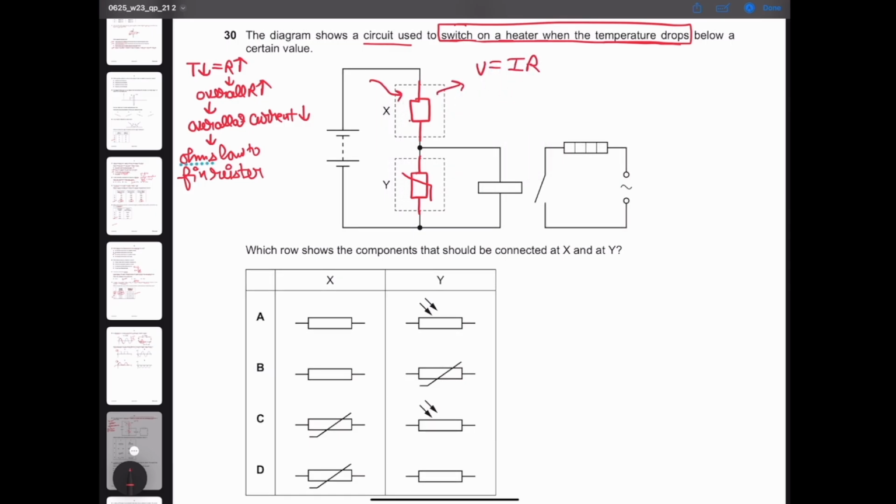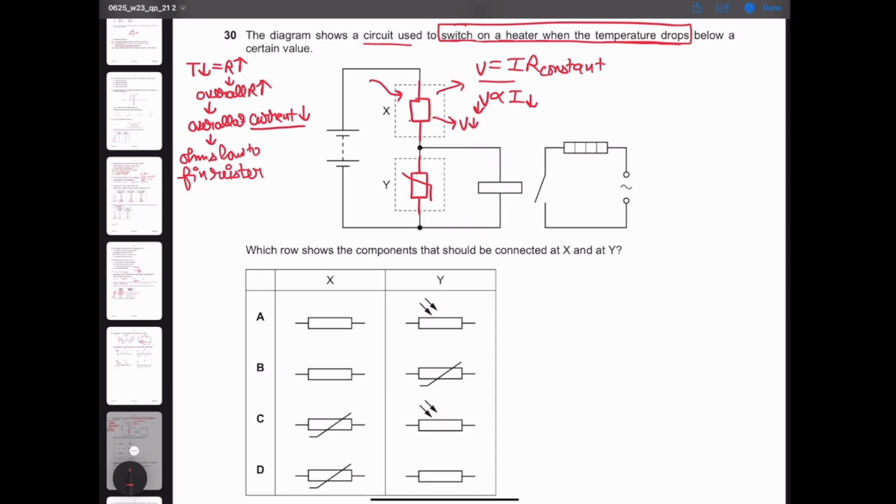And now in a fixed resistor, the resistance is constant. The name is telling you fixed resistor, fixed resistance. So resistance is constant, so V is directly proportional to I here, right? And now you're saying current is decreasing. So if current is decreasing, V must also decrease here. So we have come to the conclusion that V must decrease here.